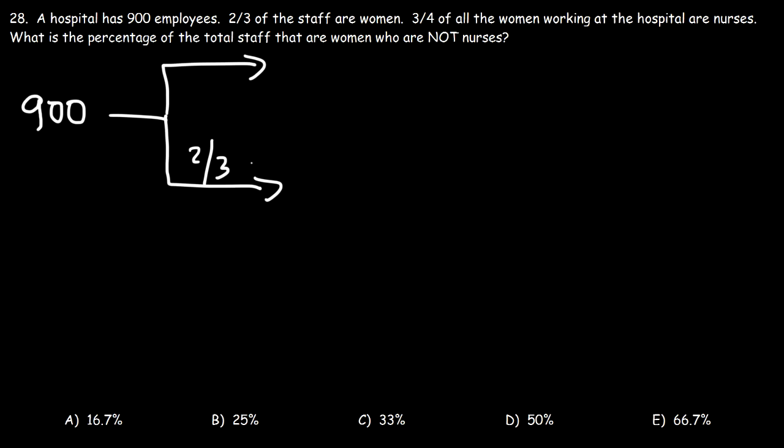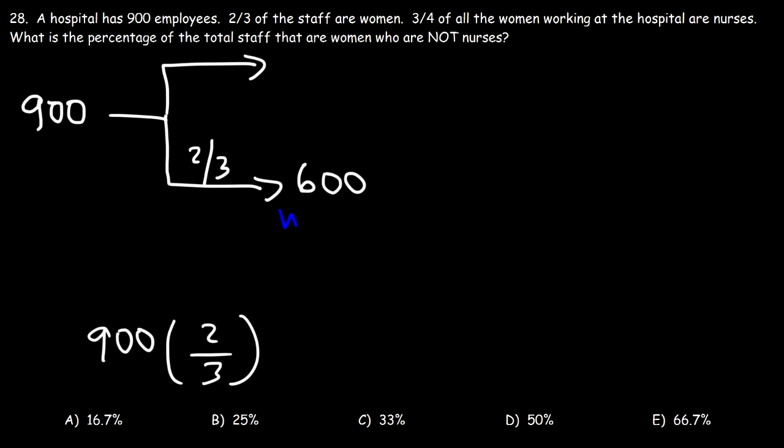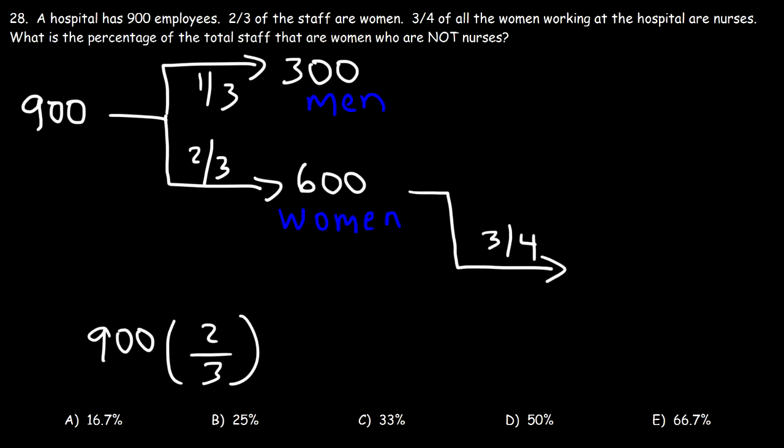So 900 times 2 divided by 3. So let's divide 900 by 3 first. 900 divided by 3 is 300. 300 times 2 is 600. So that means that 600 are women, and the other 1/3, which is 300, because 900 minus 600 is 300, that's how many men are working at this hospital. Now, out of the 600 women, 3/4 are nurses. That means the other 1/4 are not nurses.